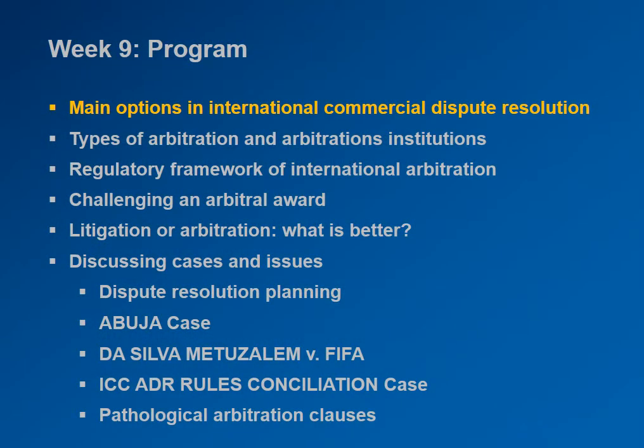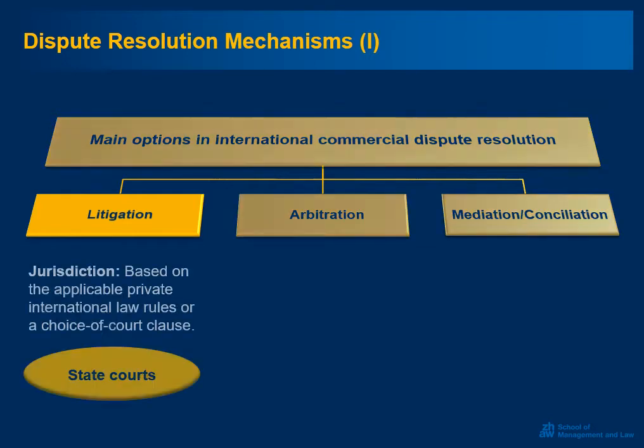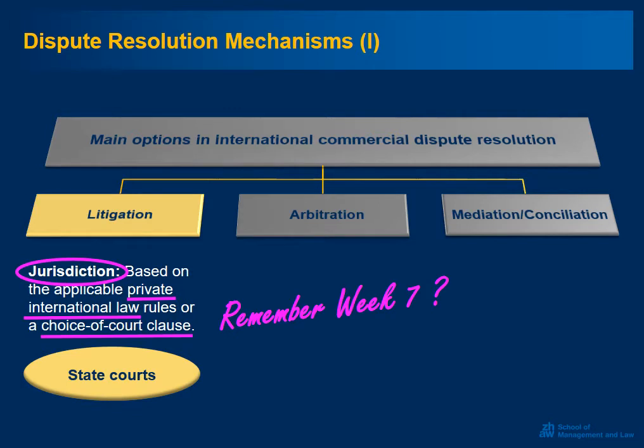Let me now turn to the first point in our program, the main options you have when it comes to international commercial dispute resolution. There are mainly 3 dispute resolution mechanisms that are used to deal with conflicts arising out of international business transactions: litigation, arbitration, and mediation. Litigation means filing a lawsuit with a state court. For the state court to be competent to hear the case, its jurisdiction has to be established.